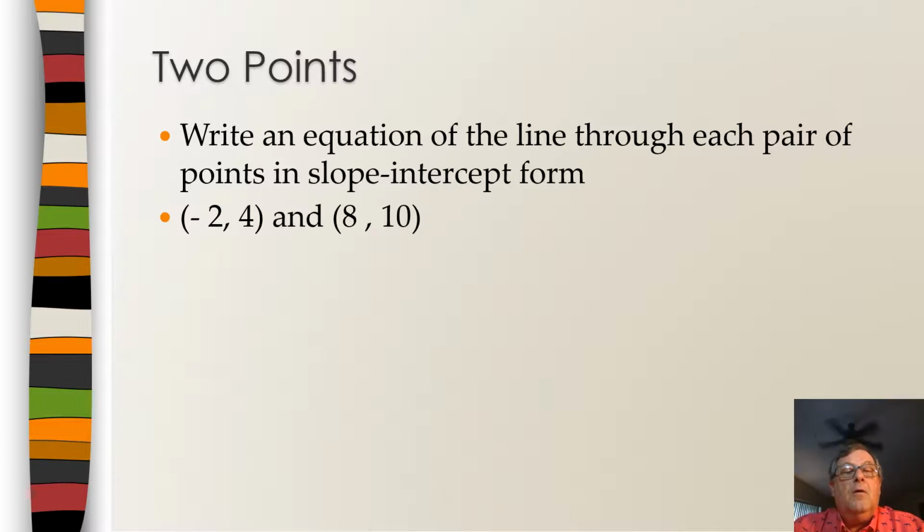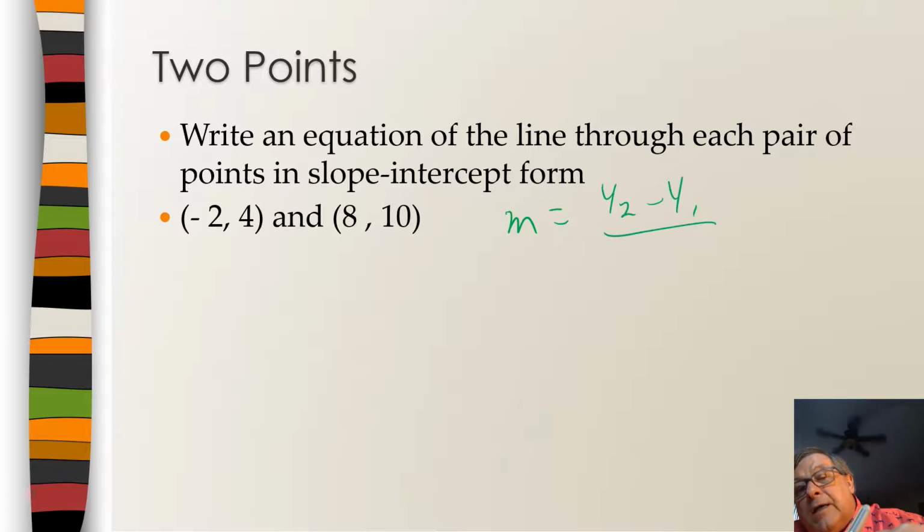mx plus b, when we know that we've got one ordered pair is x is -2, y is 4, and the second one, x is 8, y is 10. Well, the one thing we do not know is the slope. But is that going to prevent us from going forward? Absolutely not. Because we know that slope is equal to y2 minus y1 over x2 minus x1. And so first step, let's find the slope.